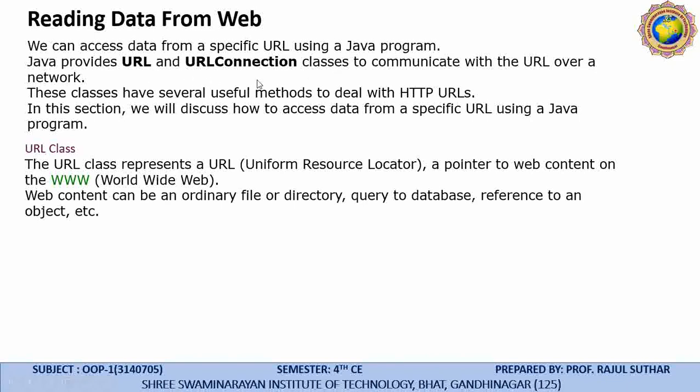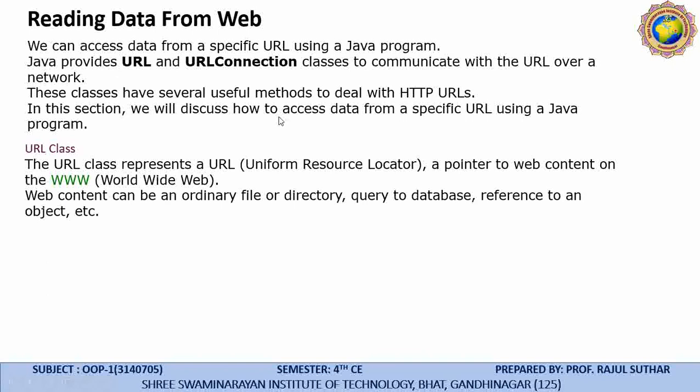The URL class is used to communicate with the URL over the network. The socket is nothing but the port number and IP address. We require a particular port number and IP address. This class has several useful methods to deal with HTTP URLs. HTTP is nothing but the hypertext transfer protocol. It is used to communicate with the Java program, and it is used to retrieve data from the web.